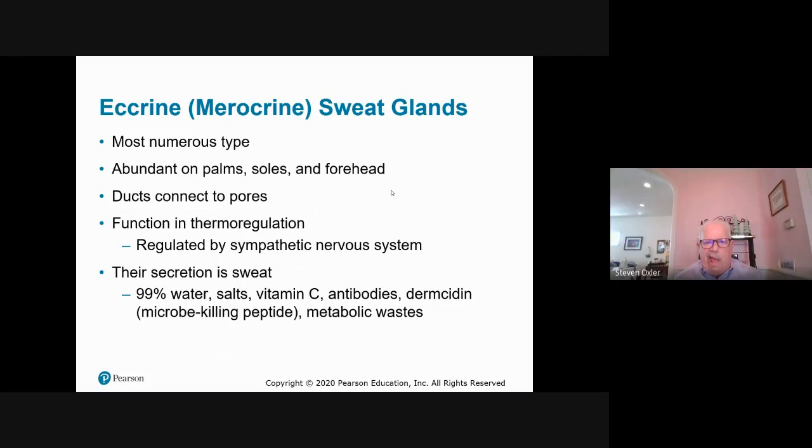They secrete sweat. Sweat is 99% water, salt, vitamin C, antibodies, a protein that kills bacteria called dermcidin, and metabolic waste. Okay? Metabolic waste. Remember, the integumentary system is one of the 4 systems that gets rid of waste.